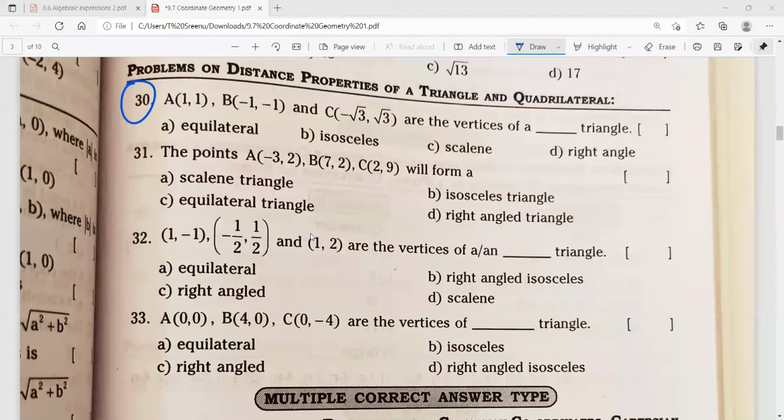Question 31. Okay, now can you do? Same. AB, BC, CA. Root is not there. Easy for you. Okay, now do and respond in chat box.